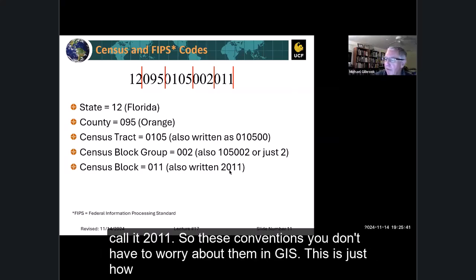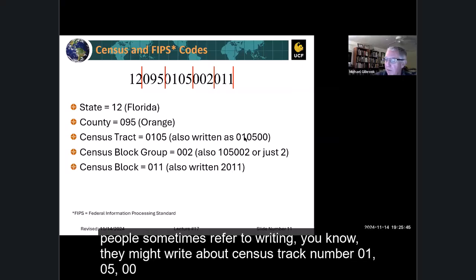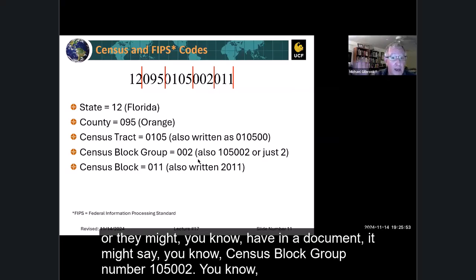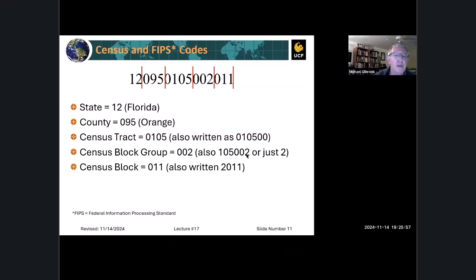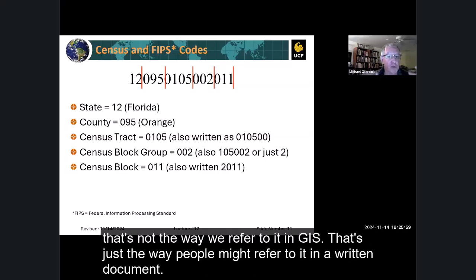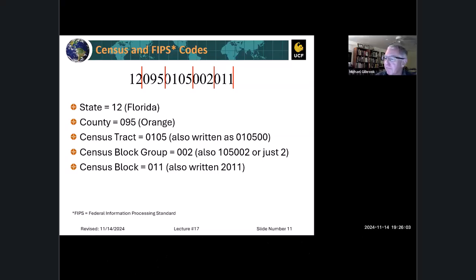So these conventions, you don't have to worry about them in GIS. This is just how people sometimes referred in writing. You know, they might write about census tract number 010500, or they might have in a document, it might say, census block group number 105002. That's not the way we refer to it in GIS. That's just the way people might refer to it in a written document.